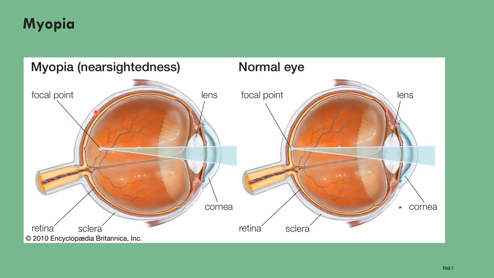Next we will see where the image forms in a myopic eye. This is the vision of a normal eye. Already you learned that whenever you see an object, the image of the object forms on the retina.